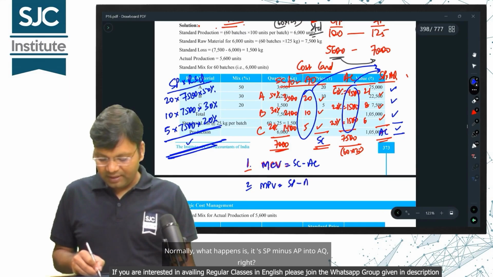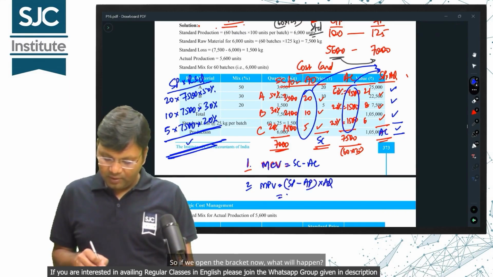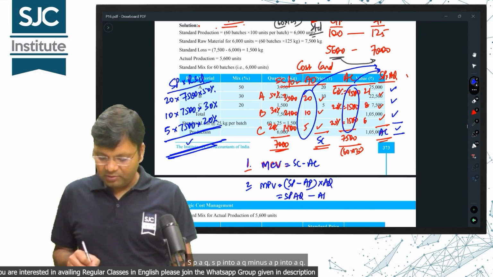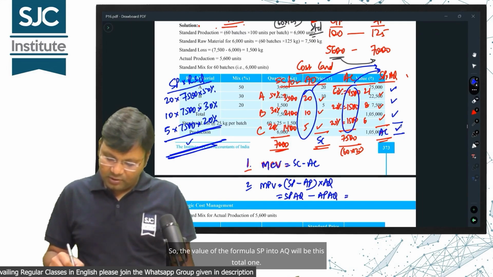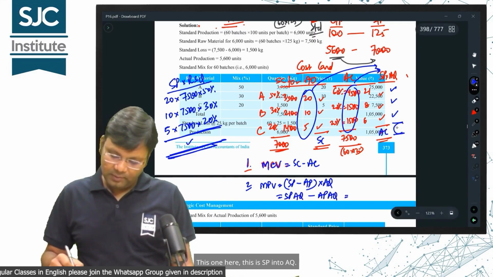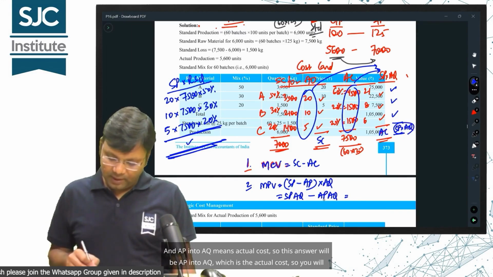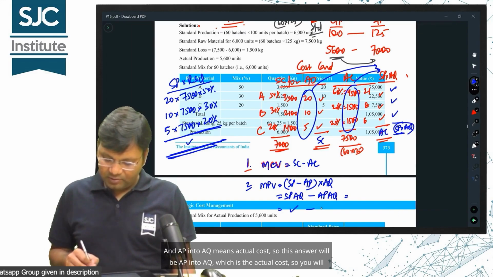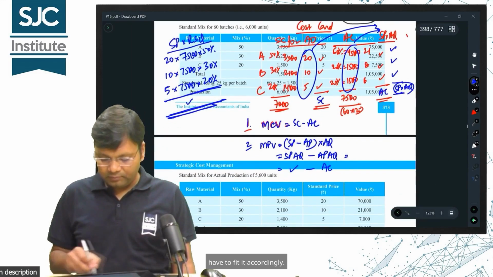Normally, it's SP minus AP into AQ. So if we open the bracket now, what will happen? SP into AQ minus AP into AQ. So, the value of the formula SP into AQ will be this total one. This one here, this is SP into AQ. And AP into AQ means actual cost. So this answer will be AP into AQ, which is the actual cost. So you will have to fit it accordingly.